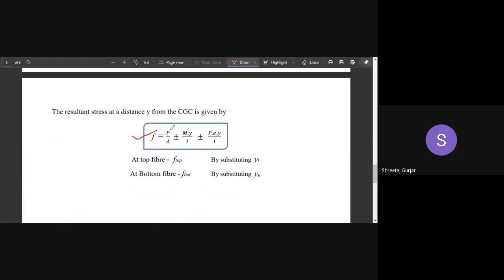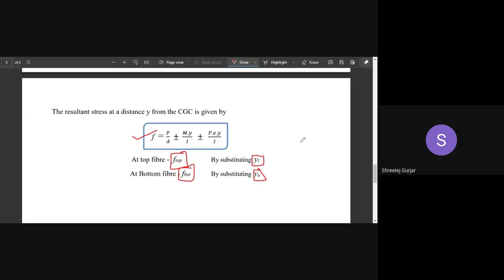You can see it is P by A plus PEY by I plus or minus My by I. So this is the equation used for calculating your resultant stresses. If we substitute Yt in this equation, we get the stresses at the top fiber, and if we substitute Yb, we get the stresses at the bottom fiber. So remember this.